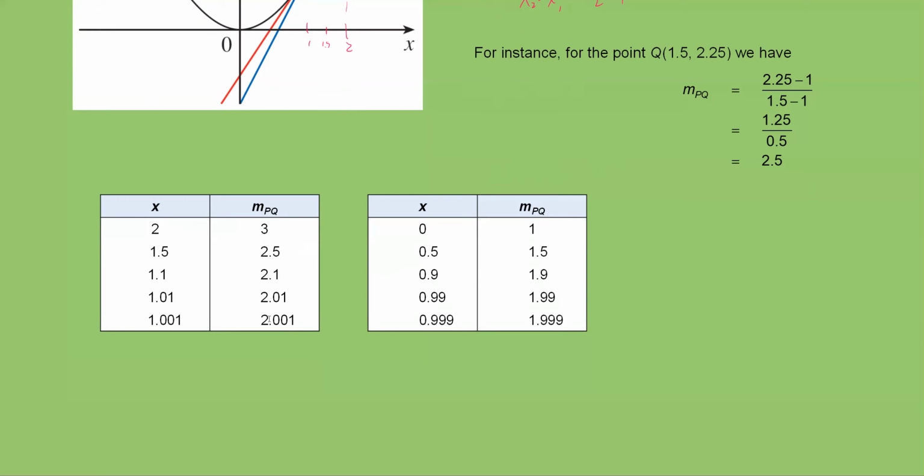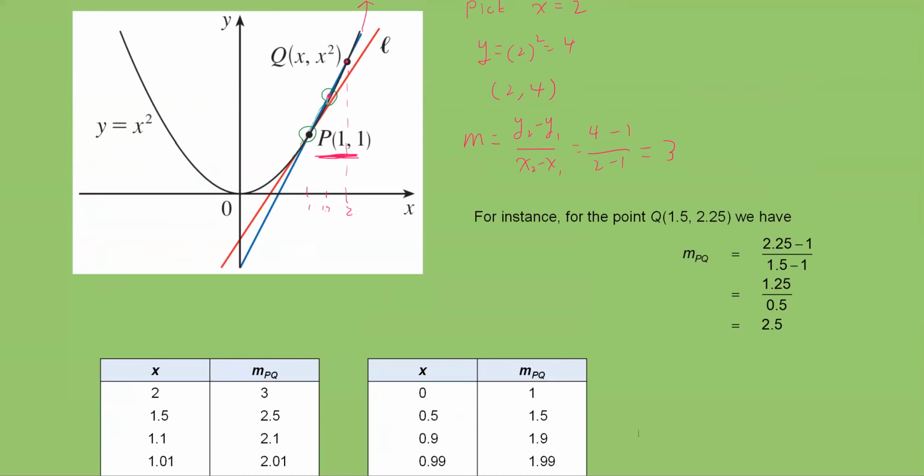So maybe from here you might say, okay, maybe the tangent line has the slope of 2. Let's go the other way. Instead of picking our points to the right of P, we can pick points to the left of P right here. So we can start with 0. So 0 would be picking this point and then do a secant line like that. So this line will have a slope of 1, but as you pick points closer to 1, that's going to give you a better approximation.